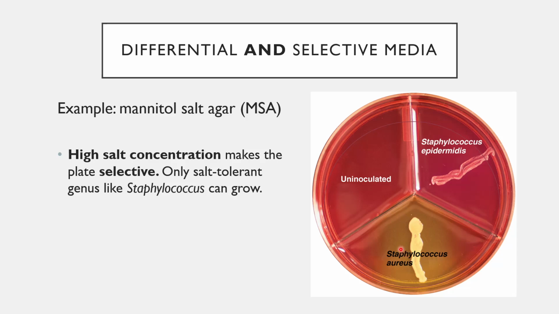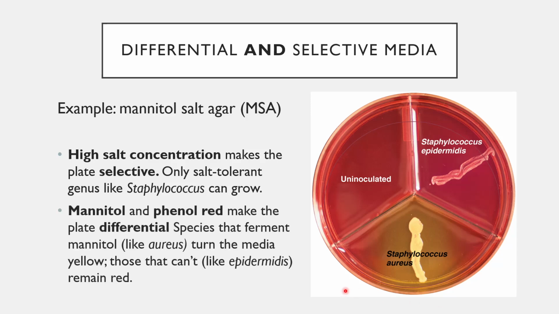The plate has selectively allowed both of them to grow, but the differential capacity of the plate comes from the ingredients mannitol and phenol red. Phenol red is a pH indicator that is red at neutral pHs, but as the pH becomes acidic, it turns yellow in color. Mannitol is found in this agar media, and if a species of bacteria can take up that mannitol and perform fermentation to release acid as a byproduct, then the area around the growth will drop in pH and turn yellow in color.